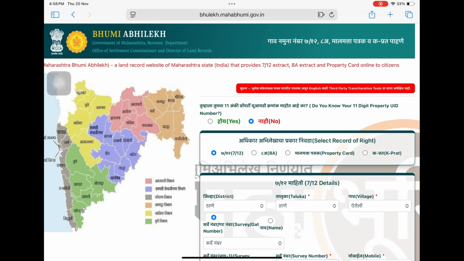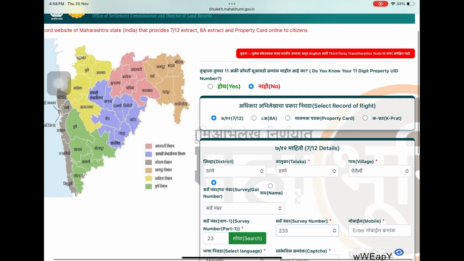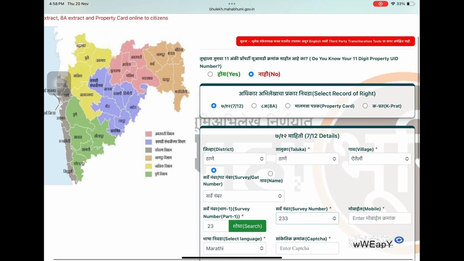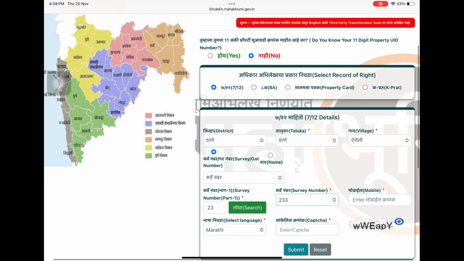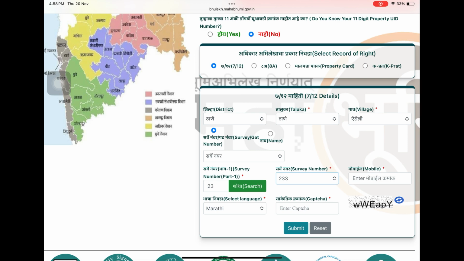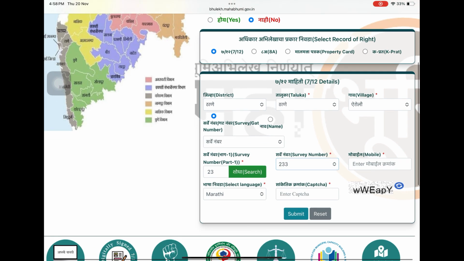Once you write 23 and search, it will give all the survey numbers which have 23 in them. Or if you know the survey number directly, just add that survey number. Add your mobile number and all these details, you will get the Satbara. But this downloaded Satbara is used just to check. It cannot be used for legal purpose. For legal purpose, you have to pay 10 rupees and it will get downloaded.